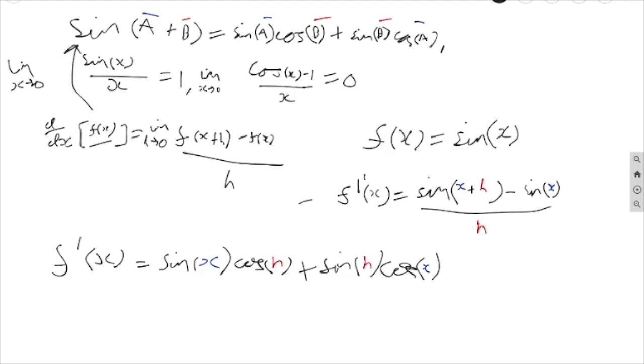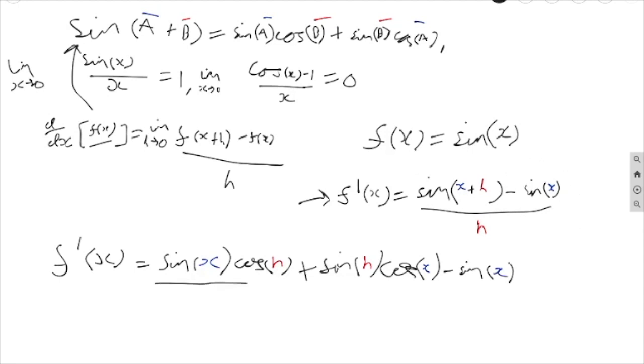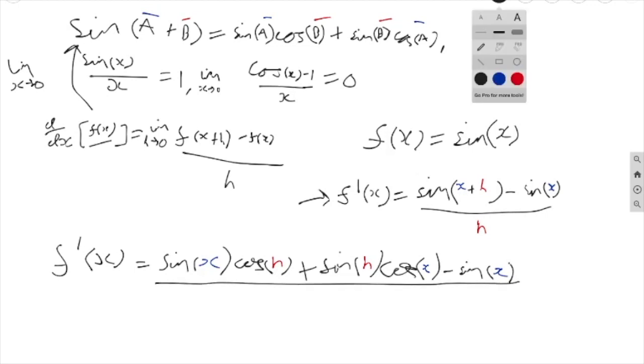Going back to our original f prime of x over here, we are then going to take away the sine of x that we put down here. So that's just going to come right down here and say minus sine of x. And then our definition also has that division by h. So we'll take an h all the way over the bottom of all of these.